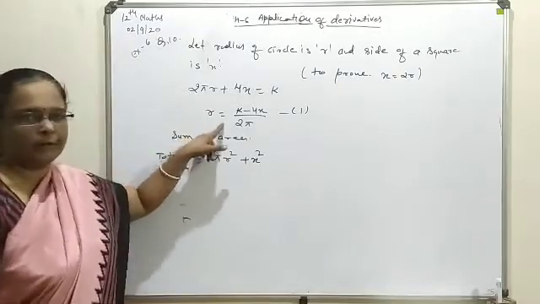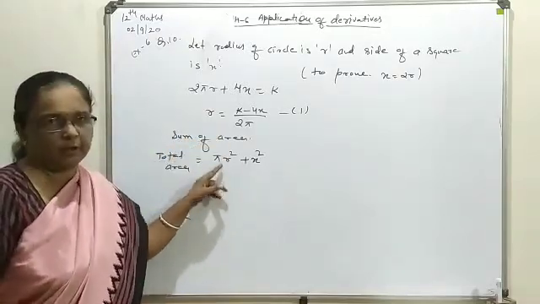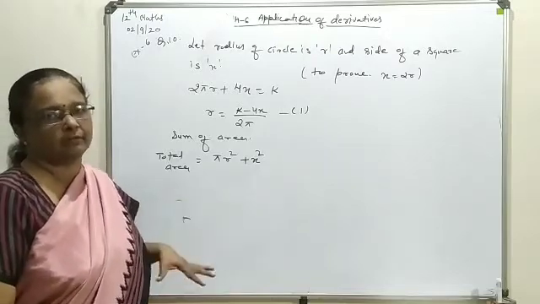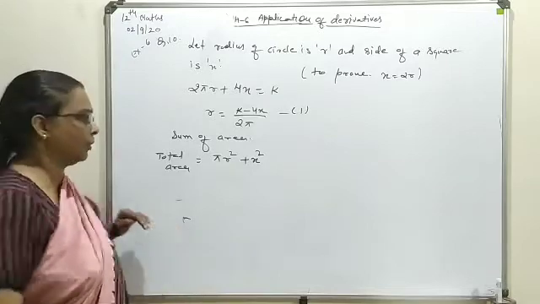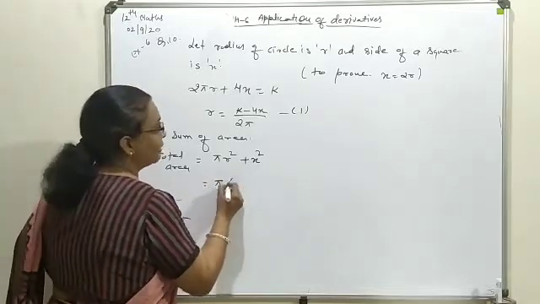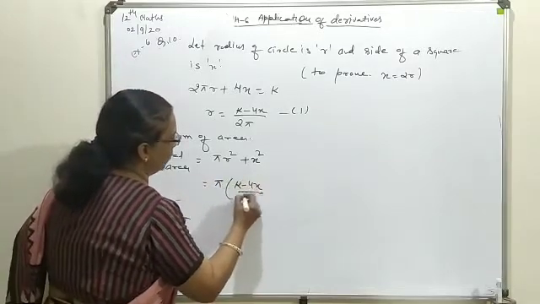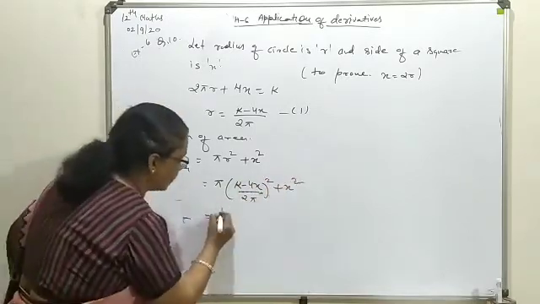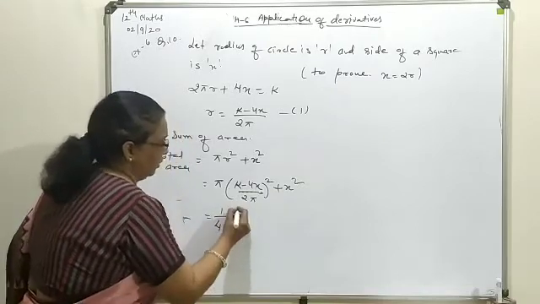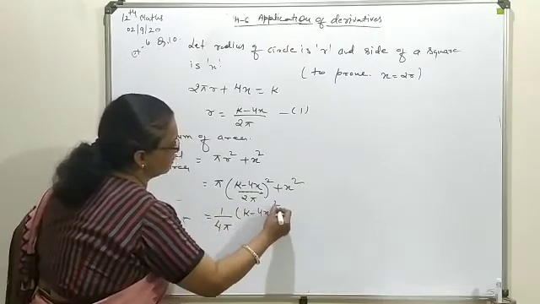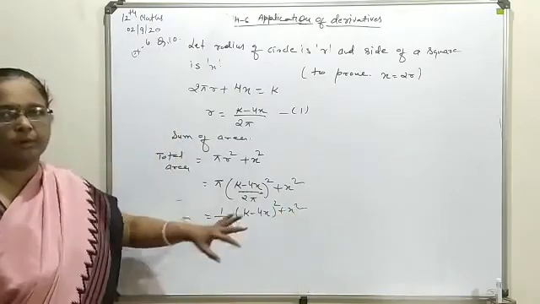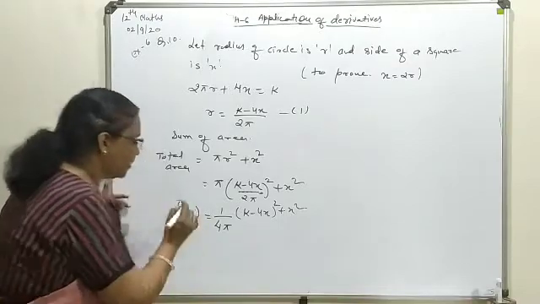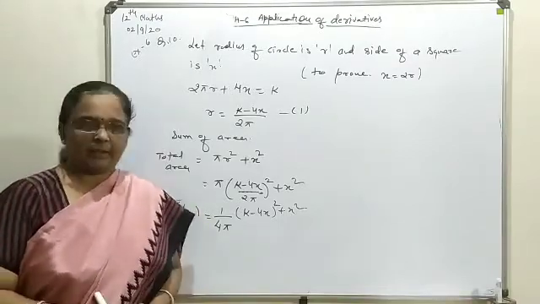Now r we have already written in terms of x, so go for substitution here. This will be the function available in the form of x that can proceed for evaluation of x in terms of the constant value. So that will give you pi times k minus 4x upon 2 pi, whole square, plus x square. This form is totally available in terms of x and constant quantity. So this you can proceed as a function of x for further derivation.